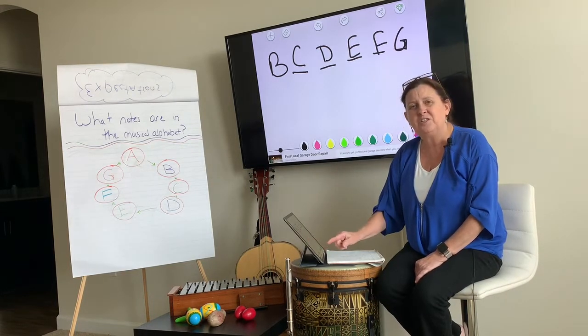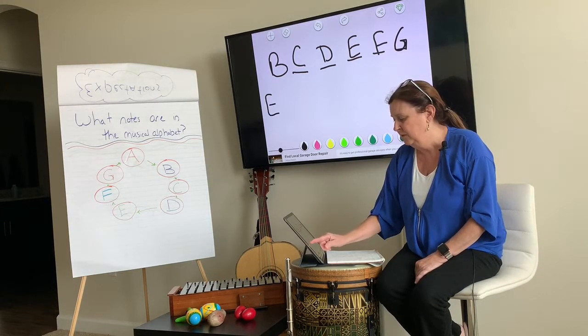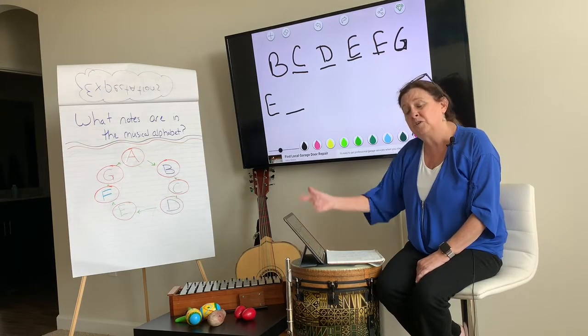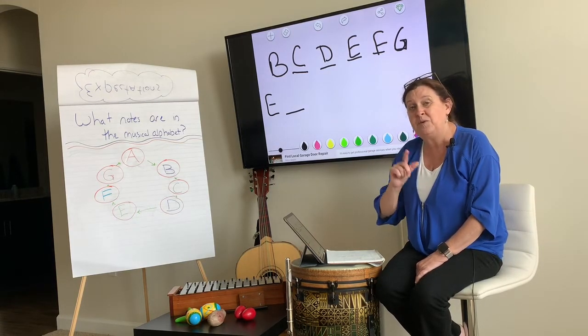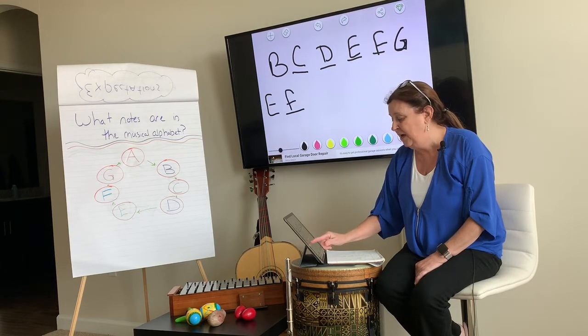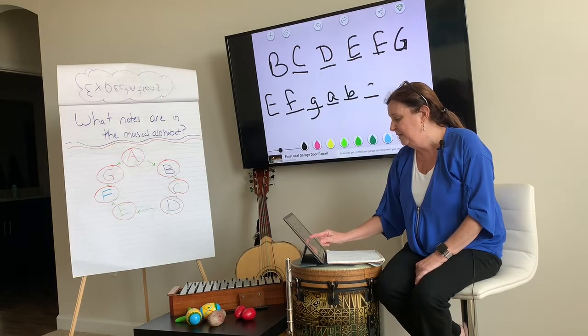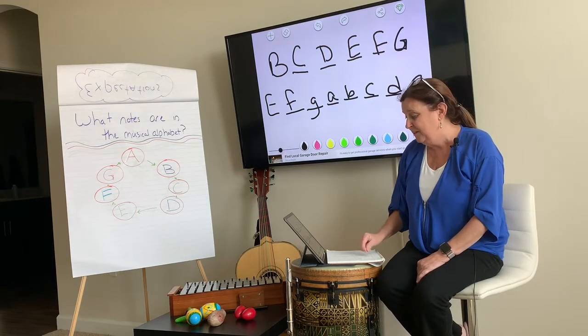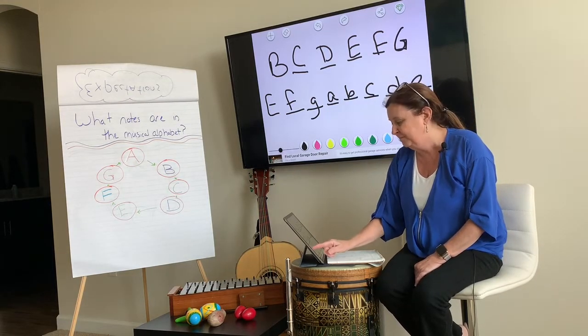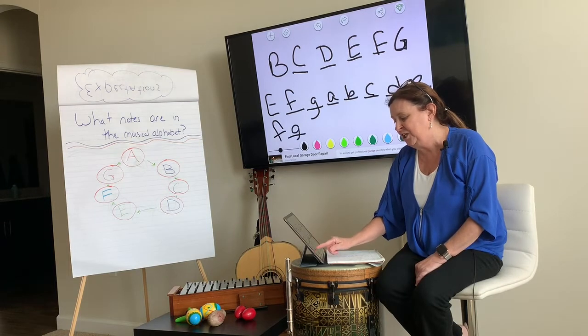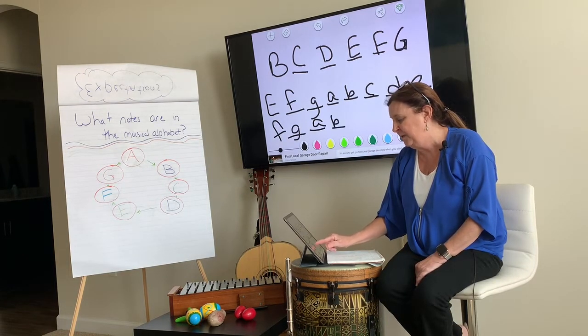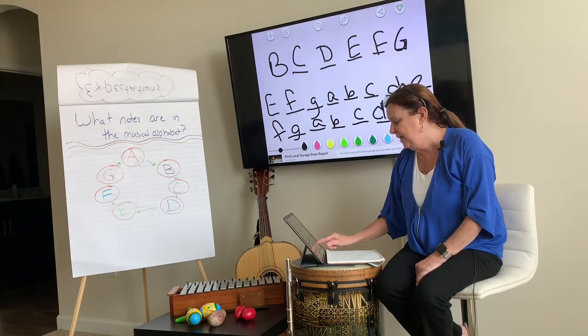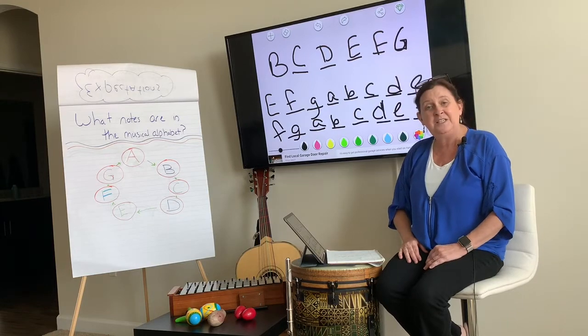Well, what comes after E? We still go on in the musical alphabet. We don't start over with A. We keep going. E, F, G, A, B, C, D, E. We could just keep going, right? One more time. How about F? G, A, B, C, D, E, and F. F, G, A, B, C, D, E, F.